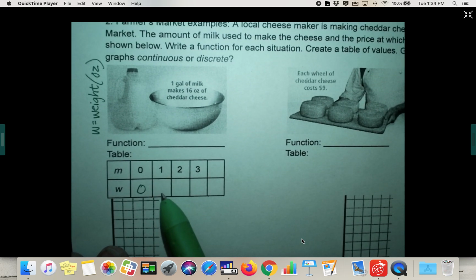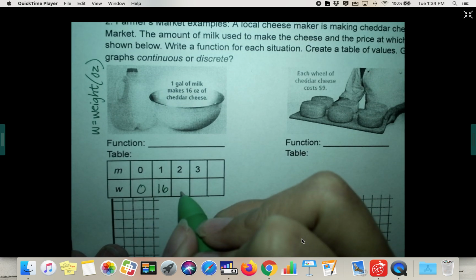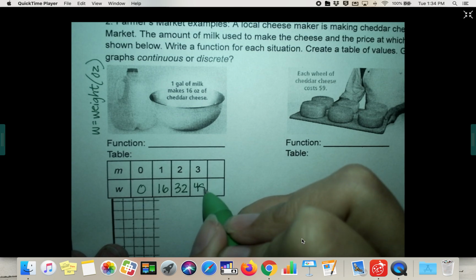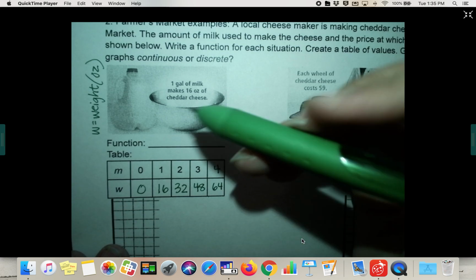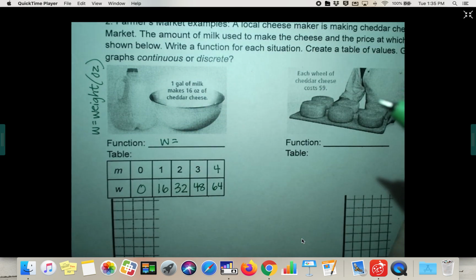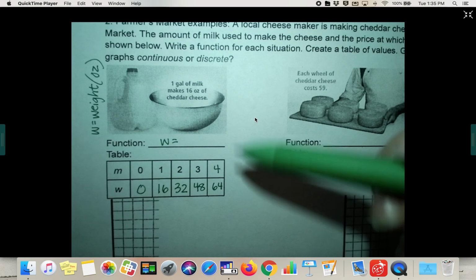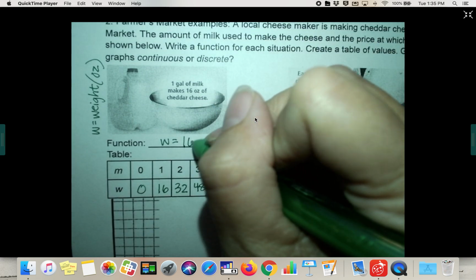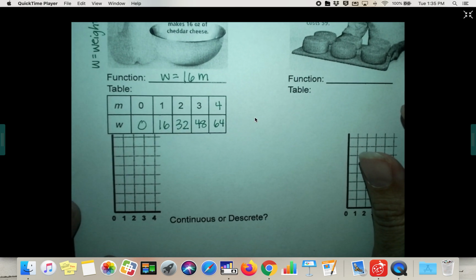1 is going to make 16 ounces. 2 then would make 32. 3 then would make 48. I'm just counting by 16s. And then 4 would make 64. So the function is, in order to get the total weight, you take the amount of milk, I believe is M, and multiply each of these by 16. So 16 times M.